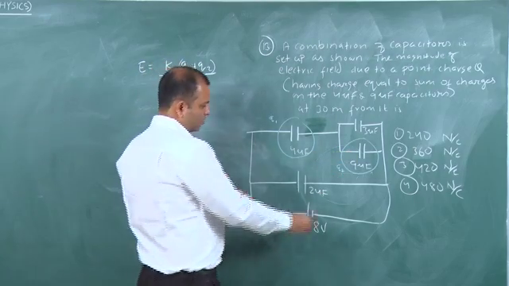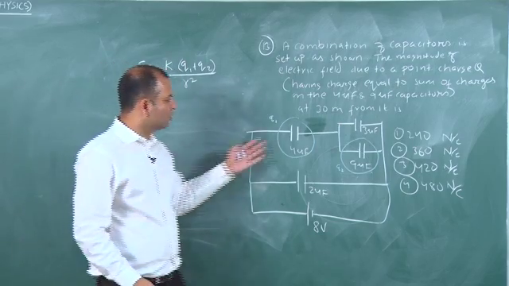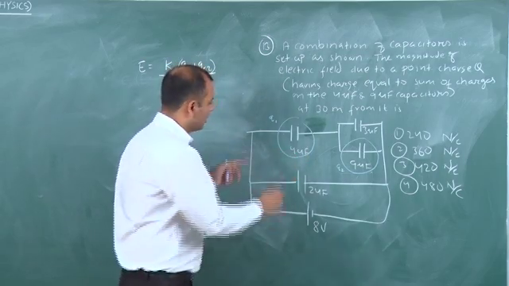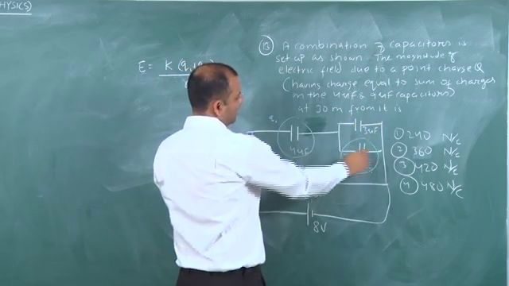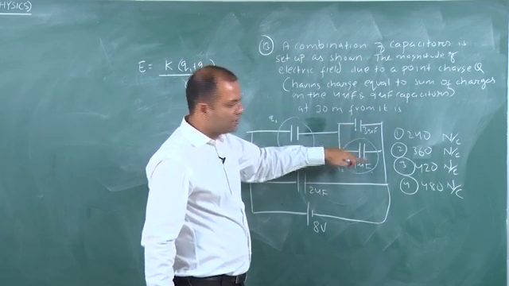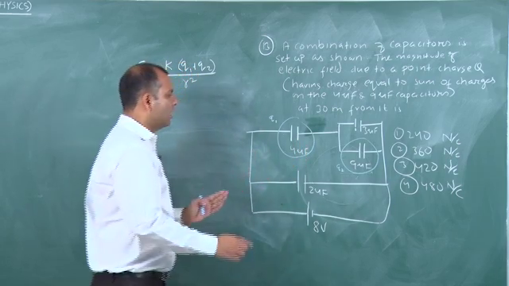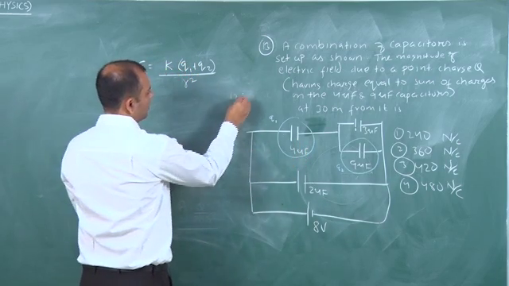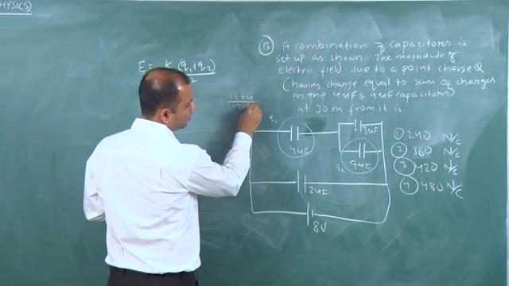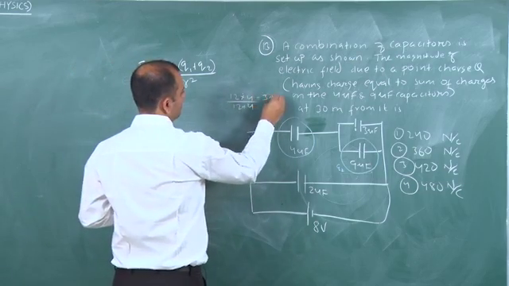Now, if you look at this combination, you can see it is an ideal cell. Even if it was not an ideal cell, in steady state there will not be any current, and the potential difference between these 2 points is going to be obviously 8 volts. Now, if I just look at this branch, in this branch what is the effective capacitance? 3 mu f and 9 mu f in parallel, that is 12, and 12 mu f and 4 mu f in series, that is 12 into 4 divided by 12 plus 4. So, that is equal to 3 mu f.